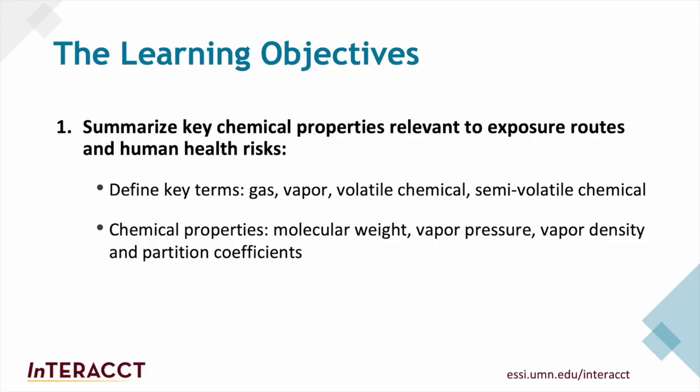The learning objectives of this module are to define key terms and summarize chemical properties of liquids, gases, and vapors that are relevant to human health, exposures, and risks. These chemical properties help us to anticipate and recognize how the chemicals will behave. For example, whether they're likely to evaporate into the air that we breathe and therefore pose an inhalation exposure risk, or whether they're likely to pose a dermal exposure risk because they readily cross the skin barrier. So it's important to understand what these properties are and what they can tell us about a chemical's behavior and potential exposure route that can lead to human health risks.